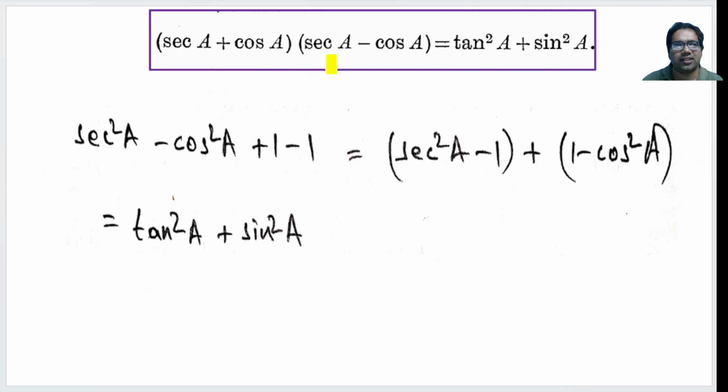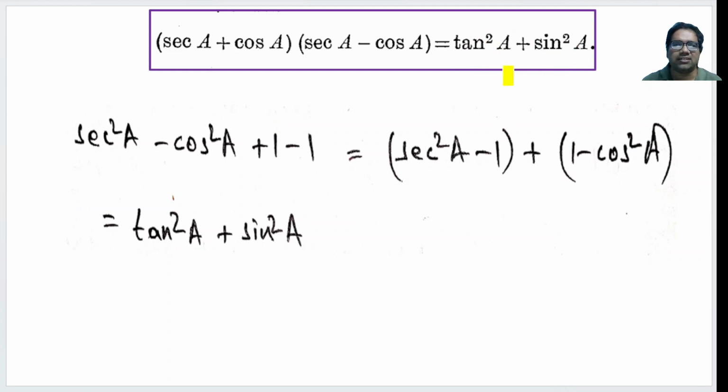Secant A plus cos A times secant A minus cos A equals tan square A plus sin square A. This is what we have to prove. If you just open this bracket, if you just do the multiplication, what do we get? This is A plus B into A minus B form. So we get A square minus B square. That is secant square A minus cos square A. We want tan square A and we want sin square A.